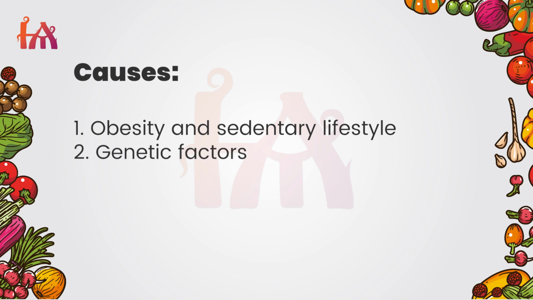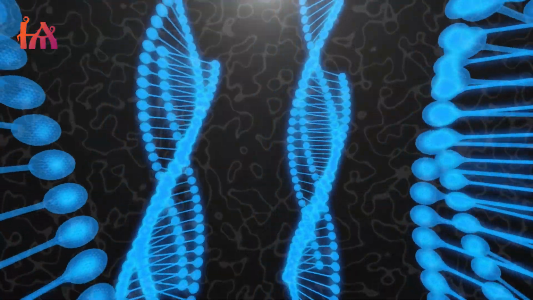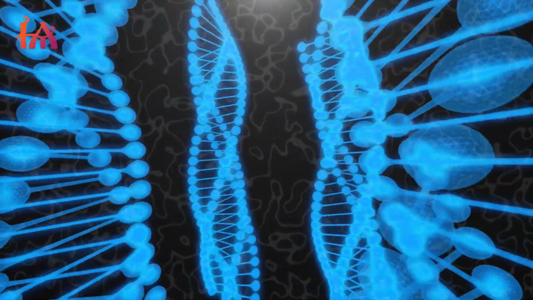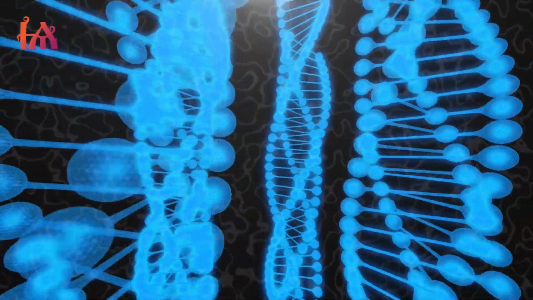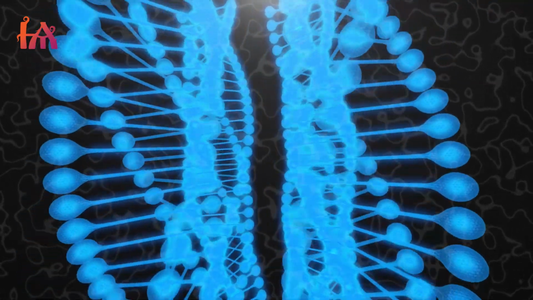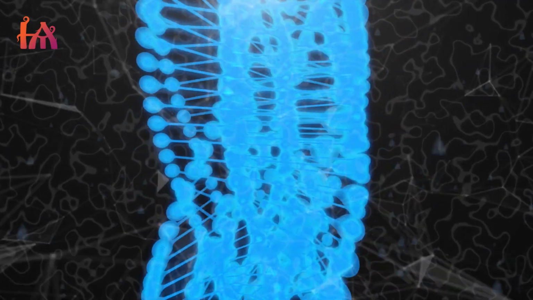2. Genetic factors. Genetic predisposition plays an important role in insulin resistance. Some studies have identified specific genes that are associated with a higher risk of developing this condition. However, genetics is not an absolute determining factor and can interact with other environmental and lifestyle factors.